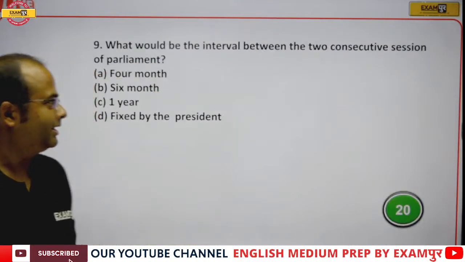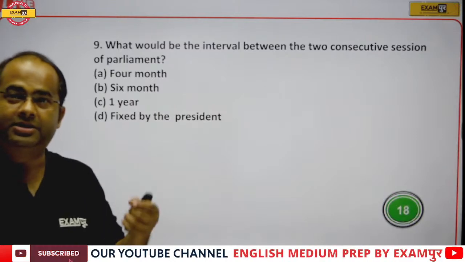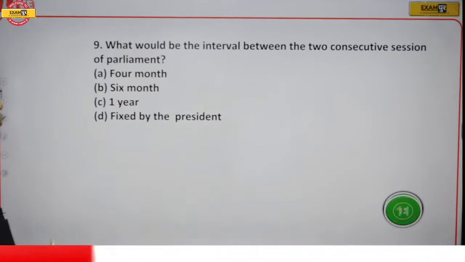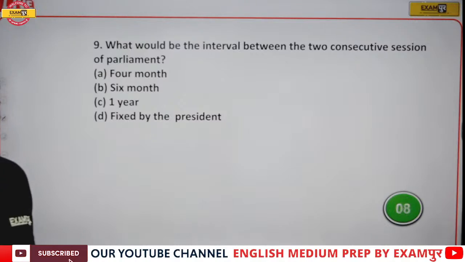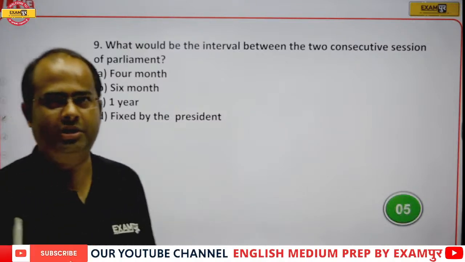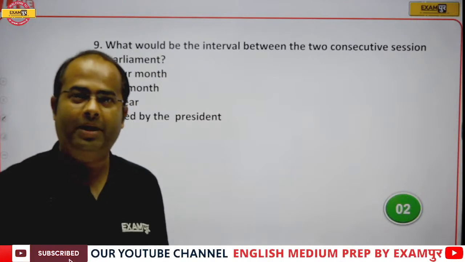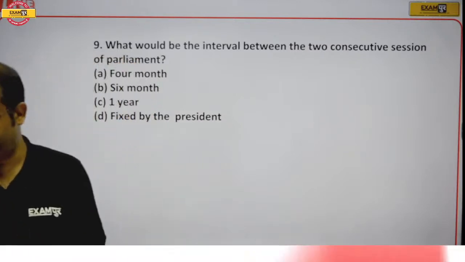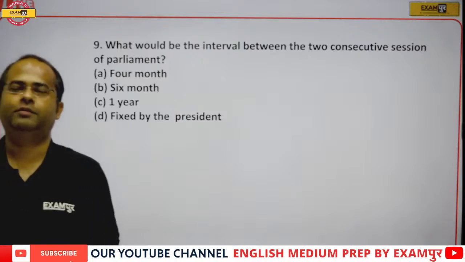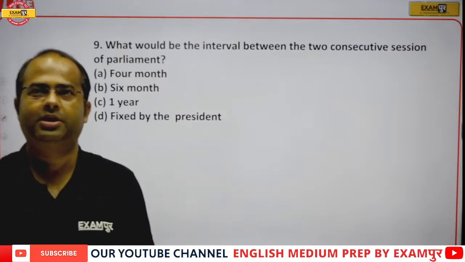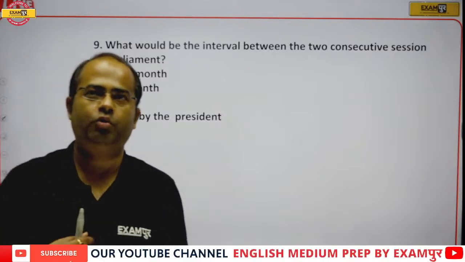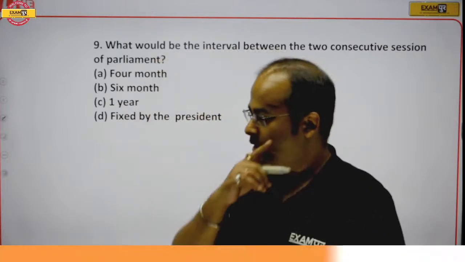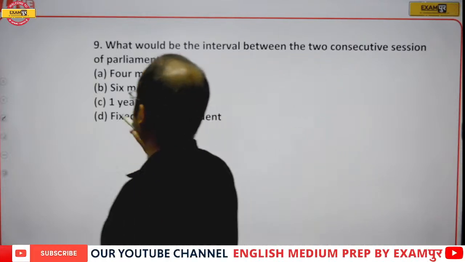Now, I can well understand that these are very typical questions that need proper conceptual understanding of the topic. Now, what would be the interval between two consecutive sessions of parliament? This is an easy question to answer. I can well understand that maximum of you may not be answering, but you have read the concepts properly, and you may not be able to recall at the spur of the moment. So what is the time interval between two consecutive sessions of parliament? Is it 4 months, 6 months, 1 year, or fixed by the president? So, guys, correct answer will be what? It will be 6 months.